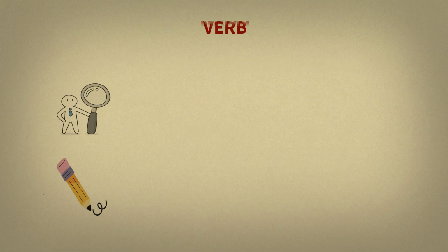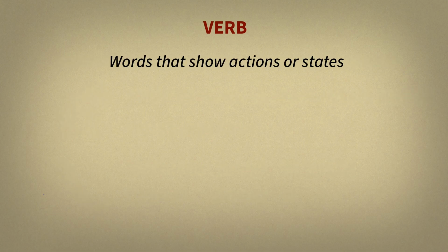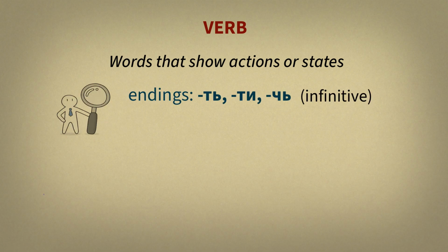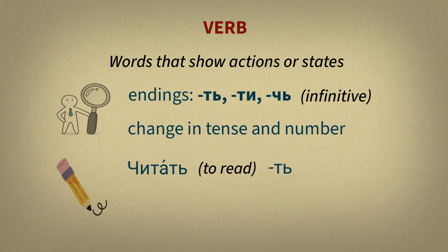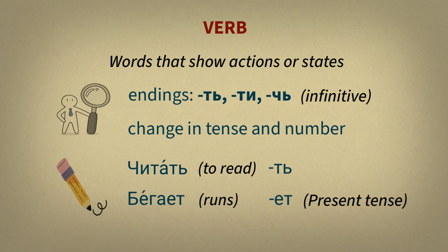Next, verbs. Verbs are words that show actions or states. They have endings -ть, -чь in the infinitive. They change in tense and number. For example, читать. This is infinitive. The ending is -ть. Бегает. It is present tense and the ending is -ет.